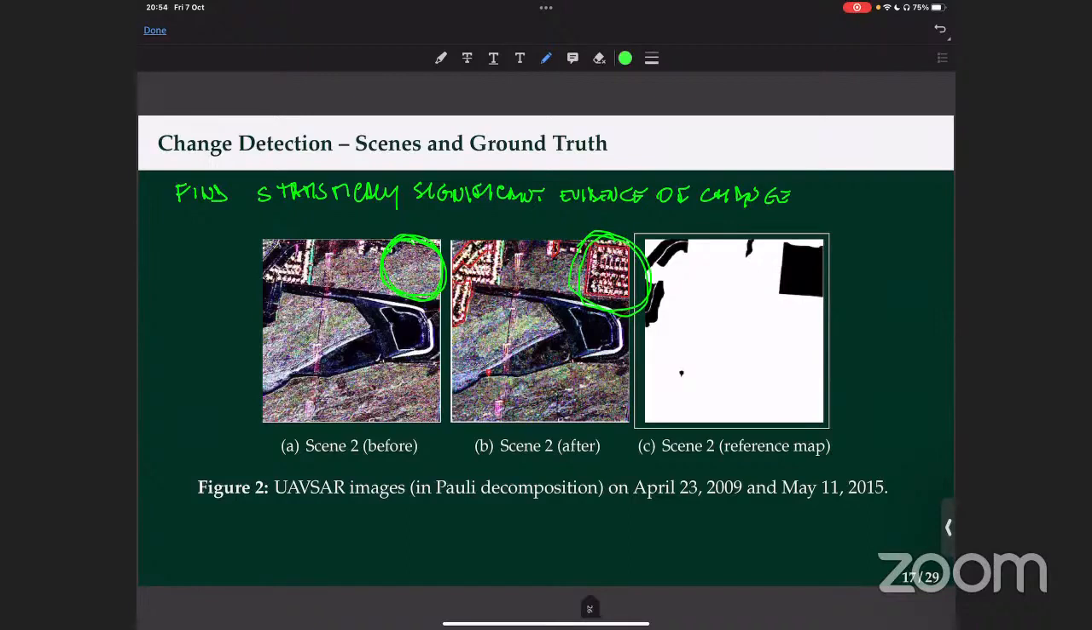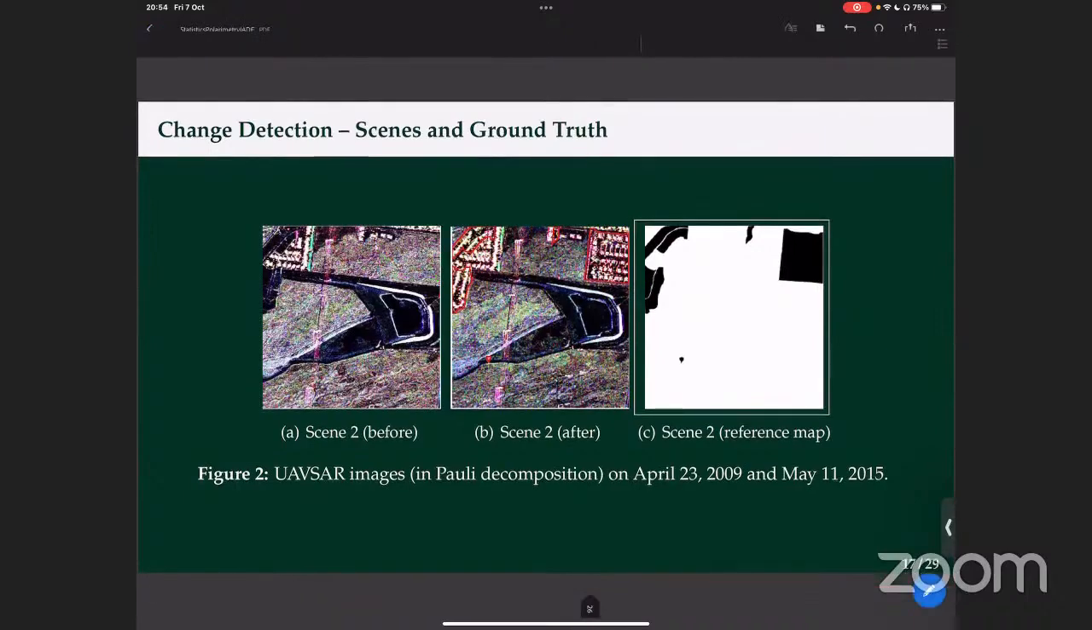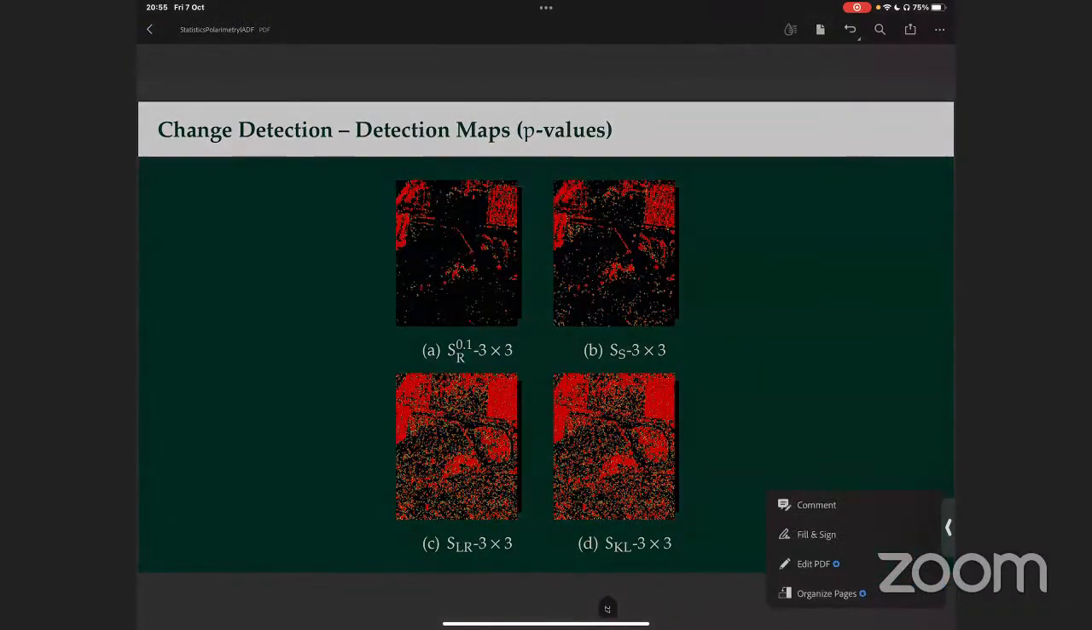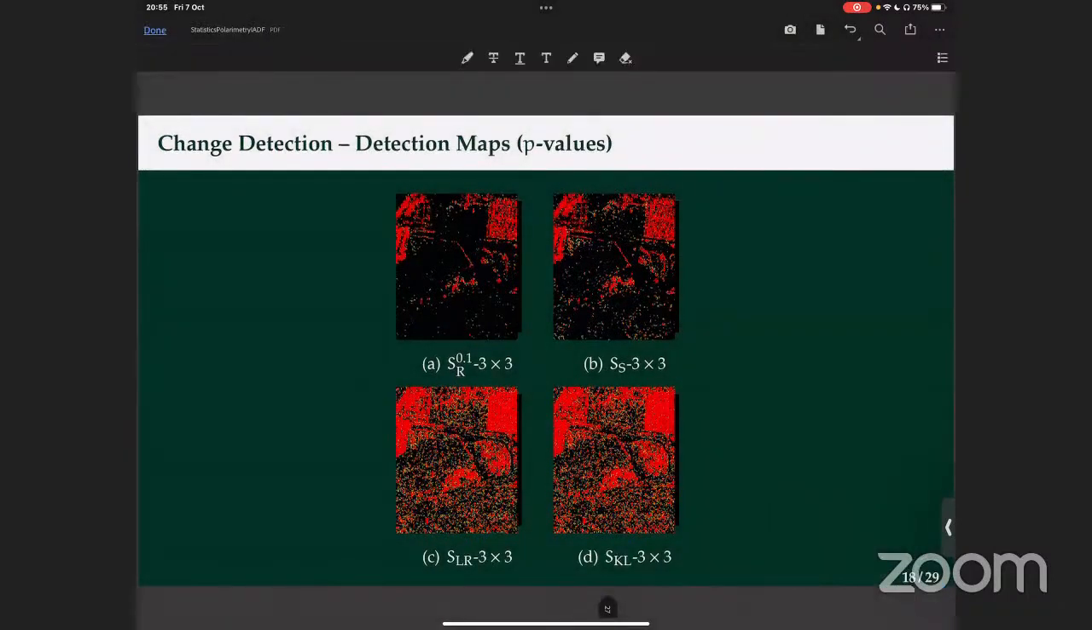This is a very tough problem for a deep learning approach, because we are talking about detecting changes in two epochs, from one moment to another moment, using very, very noisy data. So it's tough. What do we find? Well, using this approach, we not only find the changes, but we build maps of statistical evidence.